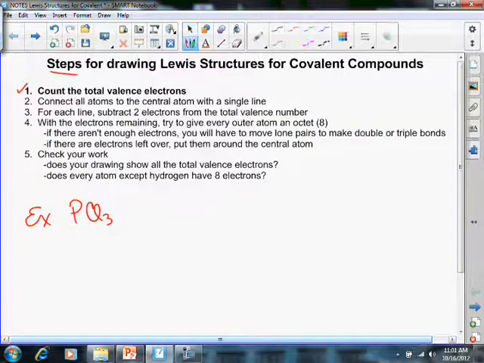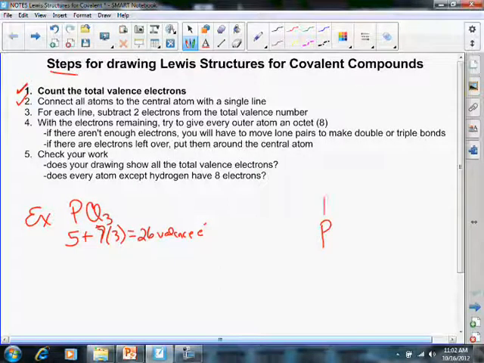So to count the valence electrons, I'm going to have 5 from the phosphorus plus 7 from the chlorines times 3. So that's going to give me a total of 26 valence electrons. All right, so that is step number 1. Then step number 2, I want to connect all the atoms to the central atom with a single line. So I'm going to put my phosphorus in the middle, and I'm going to connect all 3 chlorines to it. I'm going to spread out those chlorines a little bit from each other.